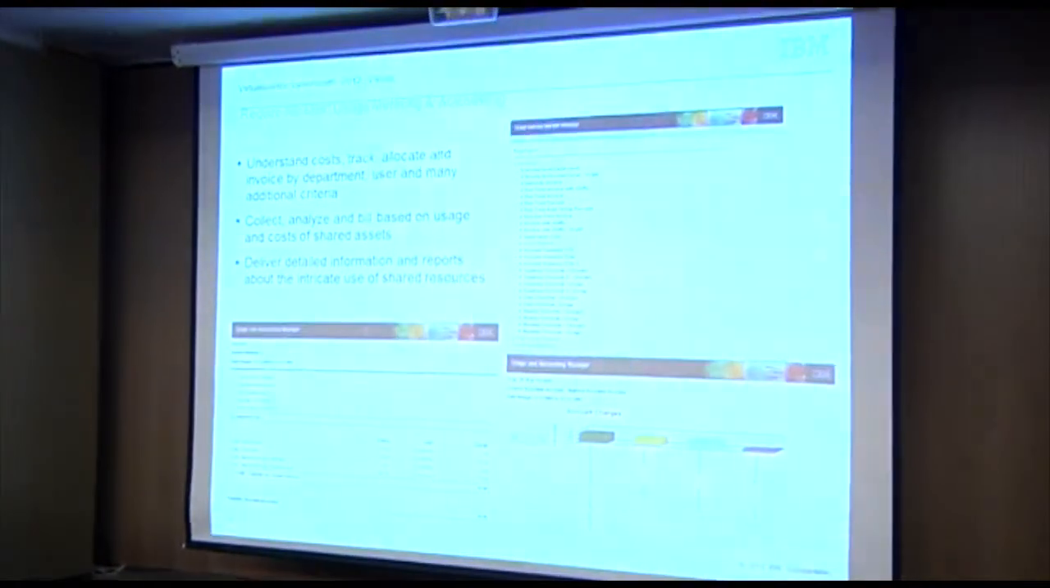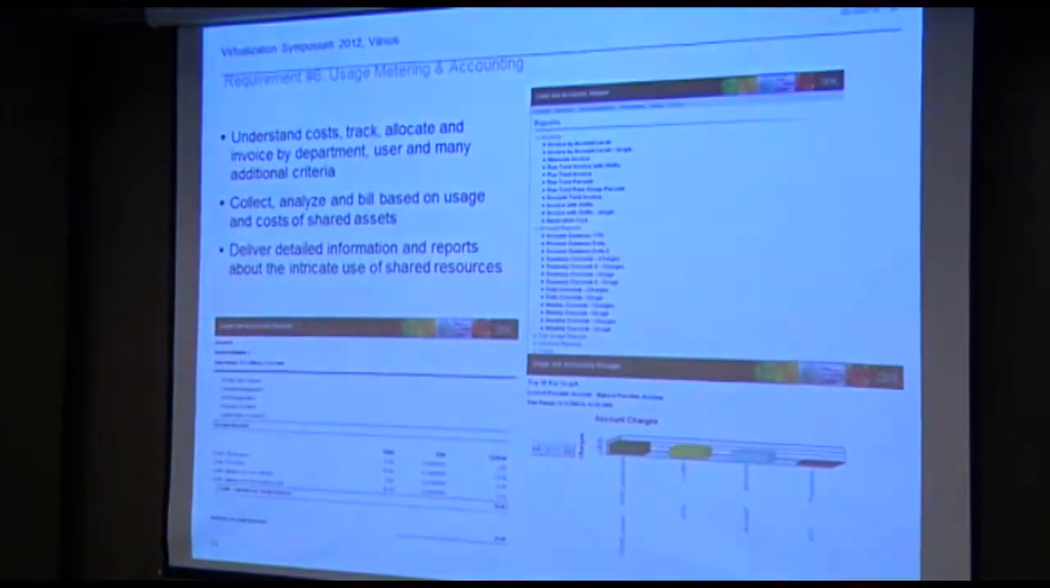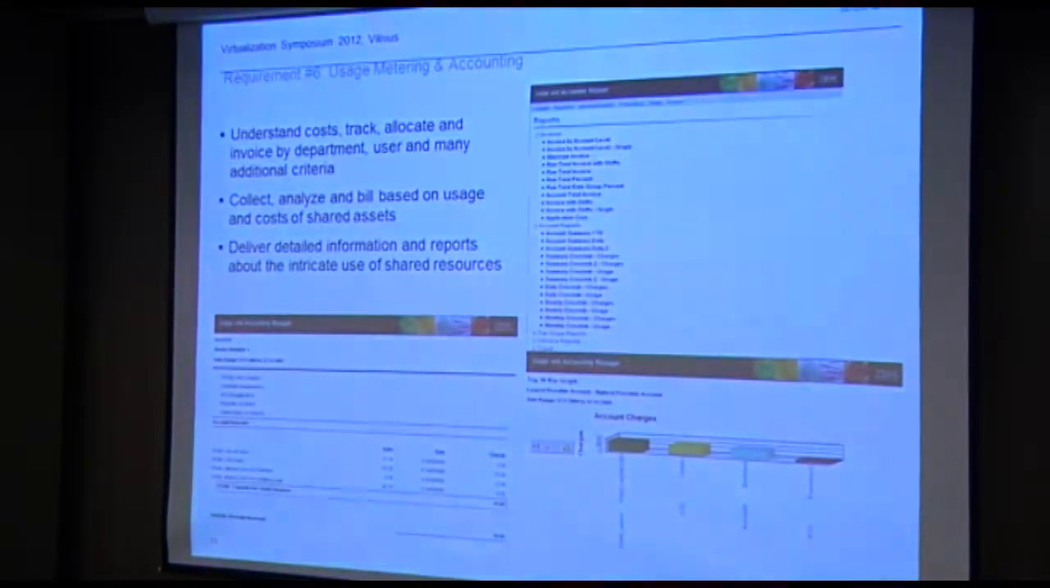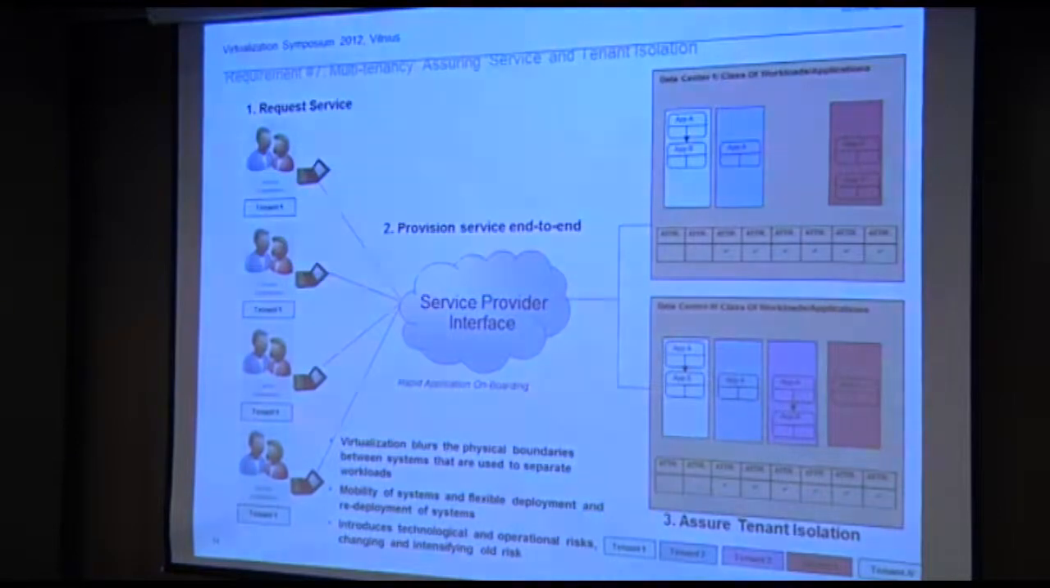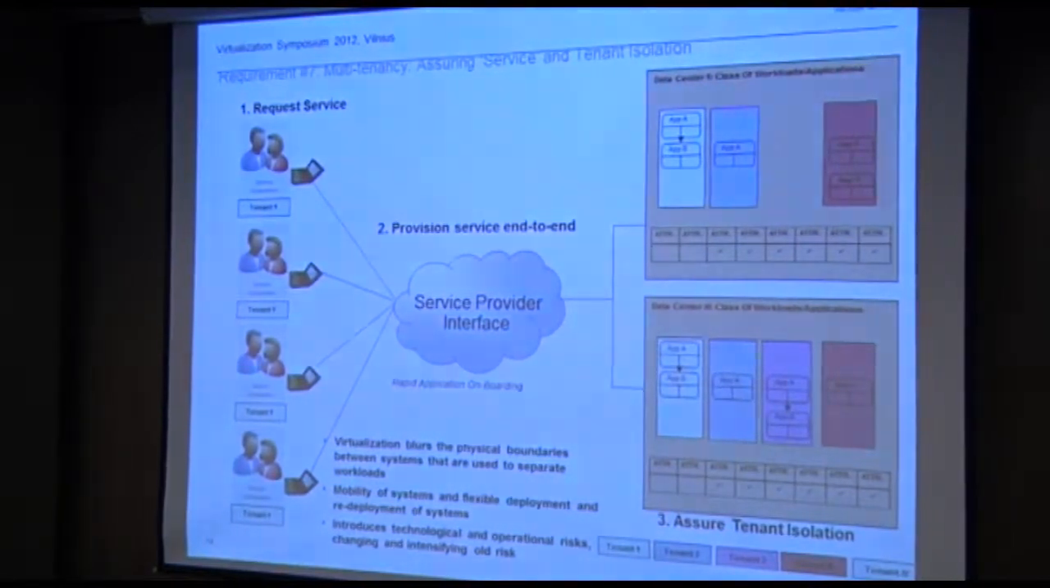Usage metering and billing. You should be able, either as a service provider, to provide the price to the customer for what was used, or internally, in the company's departments, to see how many resources each department uses. Then multi-tenancy, assuring service and tenant isolation.